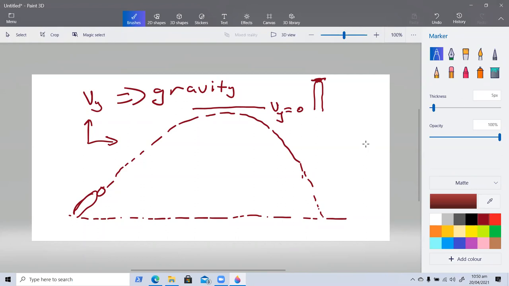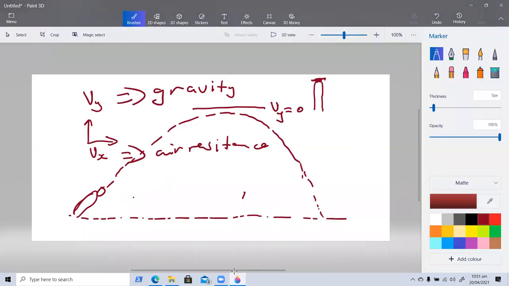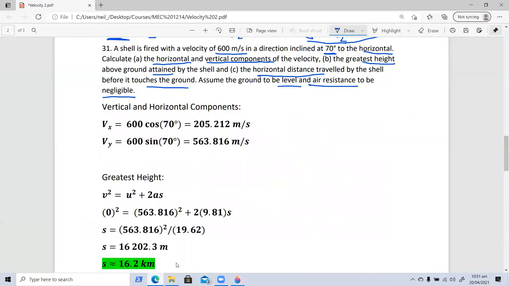Now, with the horizontal component, the X, what affects it is air resistance. Gravity doesn't affect it. What causes it to slow down and then stop is air resistance. But by assuming air resistance is negligible, we don't need to worry about it. We just worry about the effects of gravity. If we had no gravity and fired some bullet, the resistance would be fighting against it, causing it to slow down and stop, just floating in space. But don't worry about all that. Just ignore air resistance.